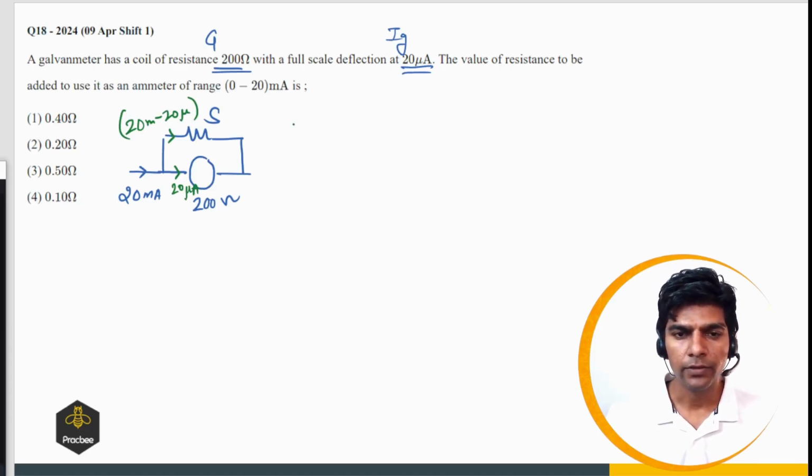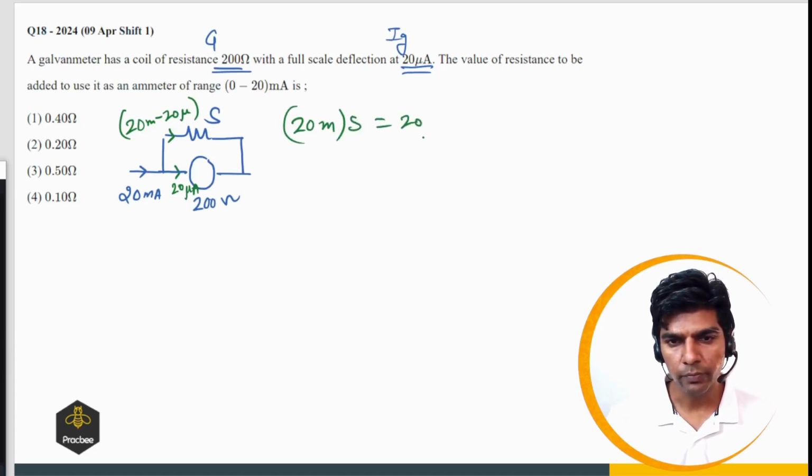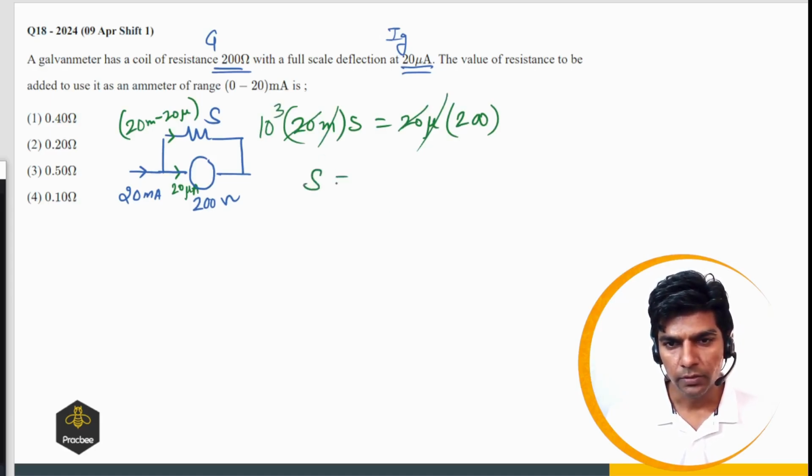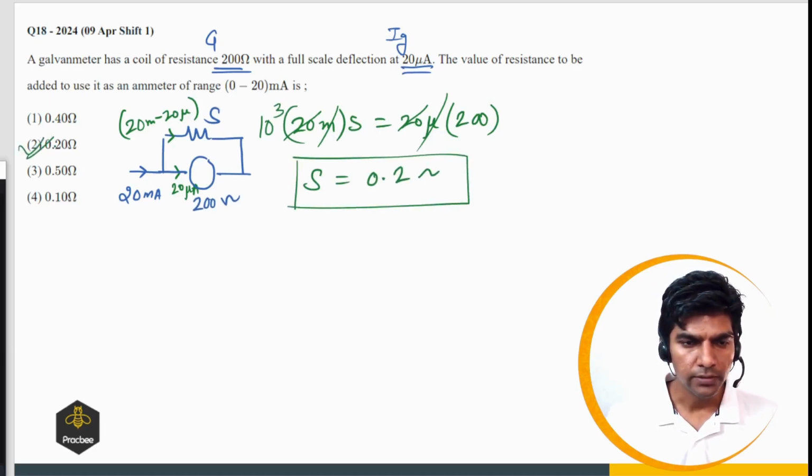Now 20 milli is very large in comparison to 20 micro, so we can ignore 20 micro in comparison to 20 milli. So we can say 20 milli times S will be equal to 20 micro times 200. I have just equated the voltage across the shunt and the galvanometer. So 20 will get cancelled out, and this micro and this milli will give us 10 raised to power 3 on the left hand side. So shunt comes out to be 0.2 ohms. So option 2 is the right answer.